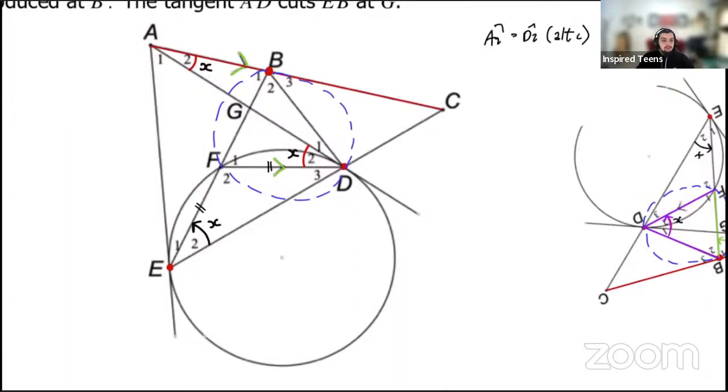Okay, if I can prove that this whole angle is equal to this angle, because you can see that this is going to be the angle between the tangent and the chord, and this is the angle subtended by that chord. So we have to prove that B1 is equal to D1 plus D2. Any ideas?